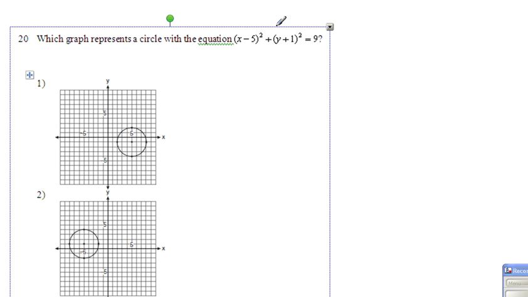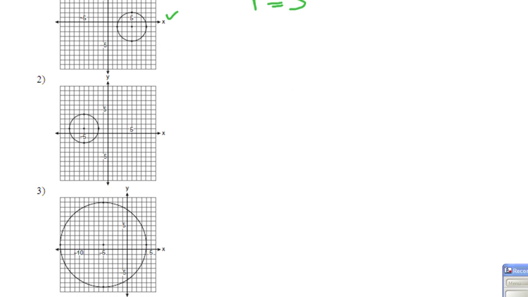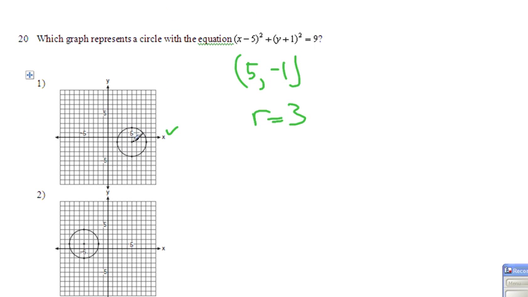Alright, now here we gotta have center at 5, -1. You see the signs are opposite from the equation, and the radius must be equal to 3. So 5, -1, this works. Not this one. Not this one either. The radius has to be 3, so I see that 1, 2, 3 units. So in fact, that is correct.